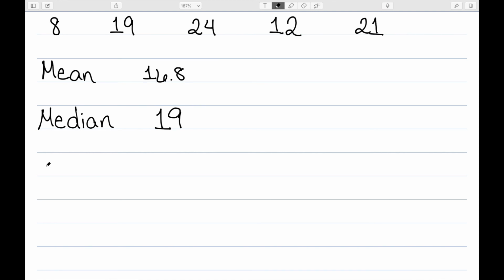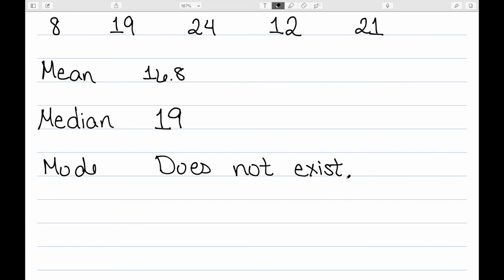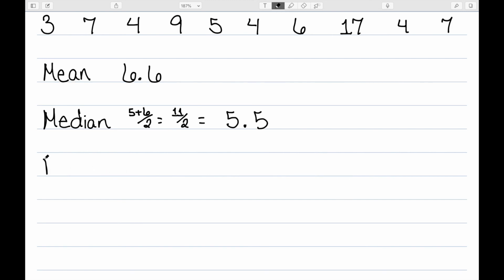If I go back to my first data set, here the mode does not exist. All of these numbers occur exactly once. There's no number that occurs more frequently. If I look at my second data set, I can see that I have 1, 2, 3 number 4s, and that's the one that occurs the most. So the mode here would be 4.